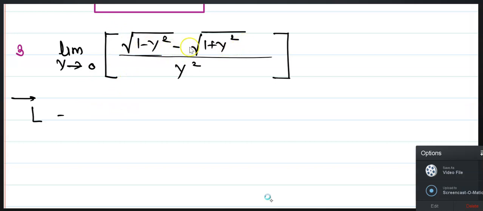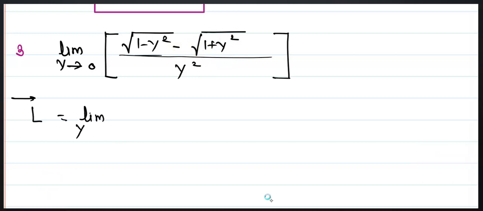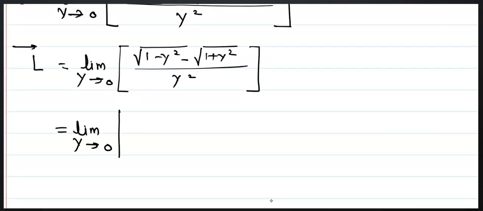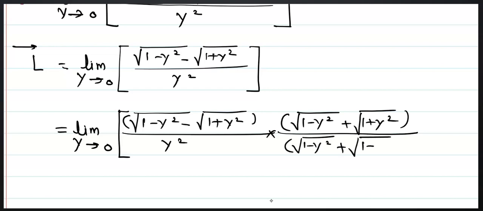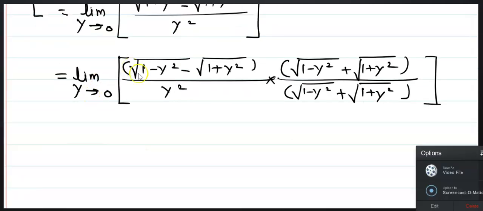Rationalizing factor. The rationalizing factor for this is root of 1 minus y square plus root of 1 plus y square. Now we'll multiply the numerator and the denominator by the term root of 1 minus y square plus root of 1 plus y square. See this here. These are the steps. As here is the minus, its rationalizing factor is the plus. We can write now this also.